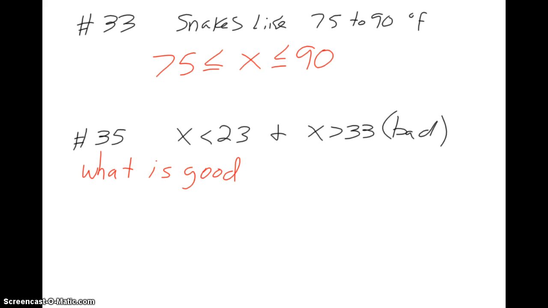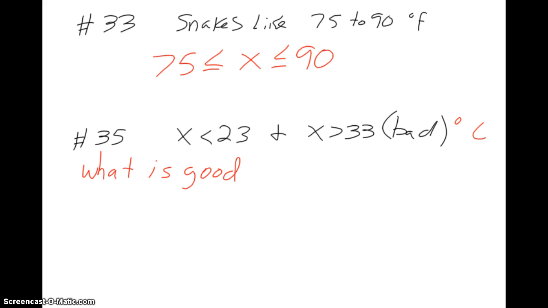So snakes like it when it's 75 to 90, or if it says snakes like it between, if it's between 75 and 90, then it's strictly less than and greater than, not equal to. Number 35, x is less than 23 and x is greater than 33. That's when it's bad. I believe it was some animal. Anyways, it's bad. Also, it's degrees Celsius here in this problem, I believe.